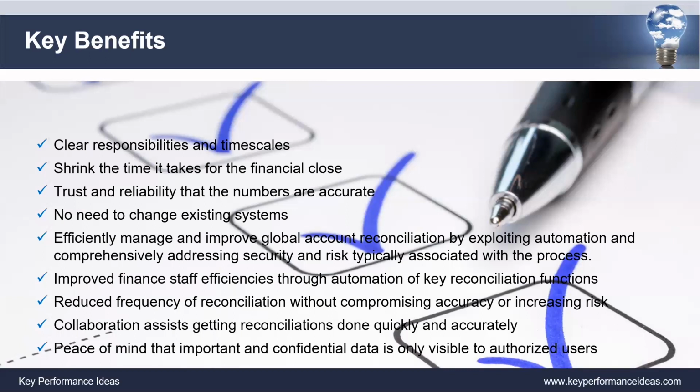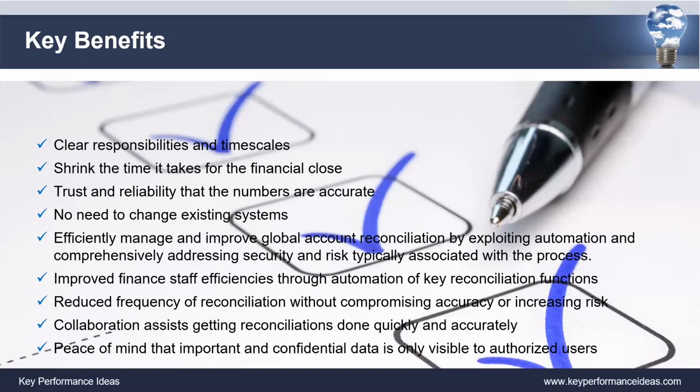Trust and reliability are a big piece of this as well because we're getting sign-offs. So access control is a feature of the product that we'll talk about. That benefit allows us to have authorized users for certain pieces of the reconciliation, which allows for reduced frequency as well as just collaboration across your team, which is becoming more and more important as our workspaces change.